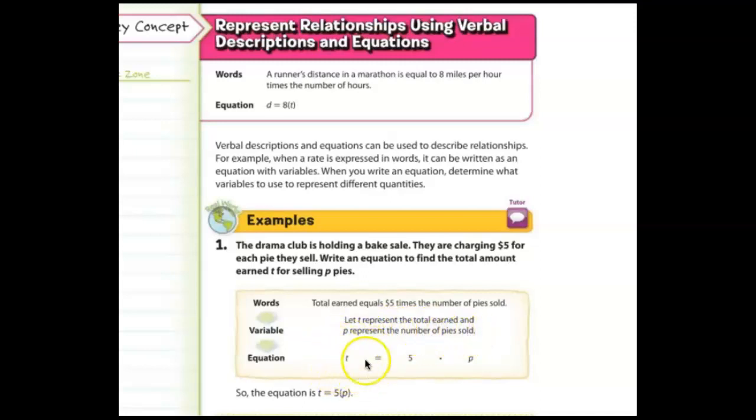So in this case, we always start our equation with the dependent variable. T is the money that we earned. The money we earned depends on how many pies. So if we choose to sell 2 pies, or 4 pies, or 10 pies, that's going to be $5 a pie that decides how much money we end up earning. So 5 times the number of pies. Pies are going to be the independent variable. And so the equation is going to be T is equal to 5 times P.